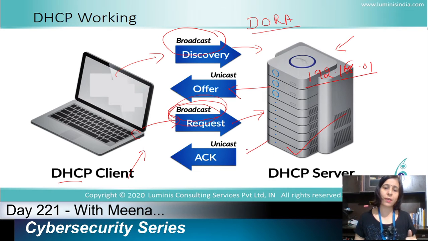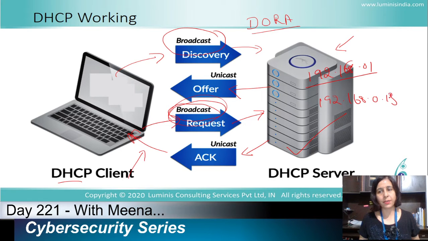The DHCP server this time will send again a unicast message, because it knows it is receiving the message from this particular machine. It sends a unicast message and gives a guarantee: yes, this is the IP address which I offered to you and which you requested. I'm assigning it to you. For example, 192.168.0.13 is the IP address assigned to this machine.